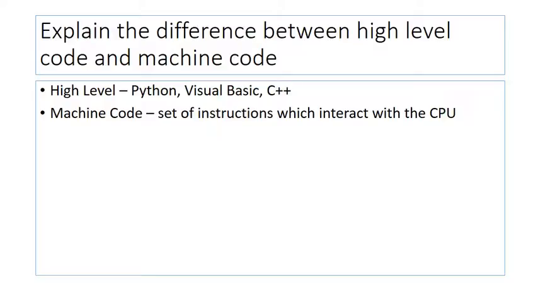So the main thing to be looking at with high level and machine code is high level are your programs such as Python, Visual Basic, C++. They're programming languages which sort of make sense in English. So for example, looking at if statements, being able to write and use your own variables.